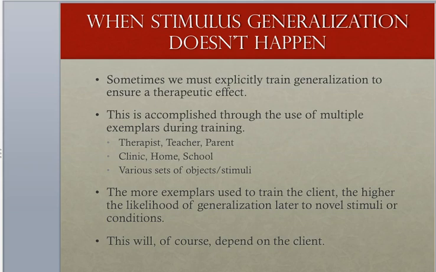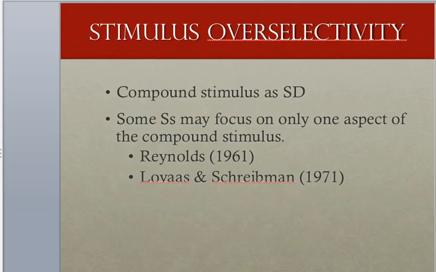The more exemplars that you use when you're training a client, the higher the likelihood that you'll get spontaneous generalization later to novel stimuli or novel conditions. This, of course, is going to depend a great deal on the client and how high functioning they are. Higher functioning individuals will generalize faster, and others who tend to function at a little bit lower level might require additional training before they start to generalize on their own.